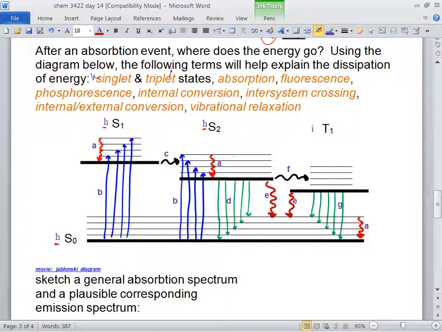Absorption. It needs its own letter because it has to go from the ground state to some excited state. Absorption. You want to absorb energy, so you want to go from ground state to some excited state. Absorption is going to be B's. How about fluorescence?